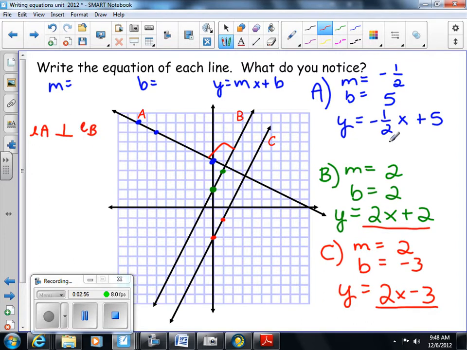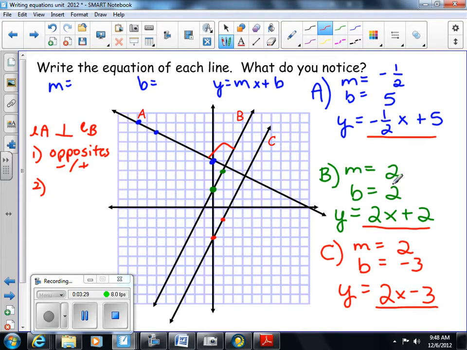Now, what do we notice about the equations of line A and line B? Is anything the same? No. But let's pay close attention to their slopes. One's a negative, one's a positive. Okay, that's a good observation. They're opposites. In other words, a positive or a negative. What else do you notice? Okay, they both have a 2 in it.